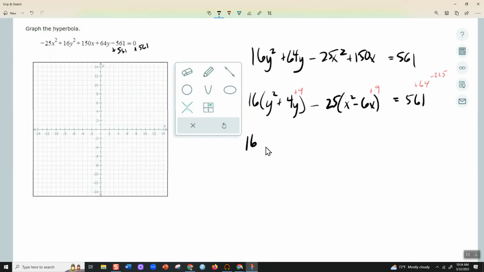So we got 16. And it's important to write all of this out because if you make one tiny mistake, it's going to ruin everything. So please write it all out for your own sake. y squared plus 4y plus 4 minus 25 times x squared minus 6x plus 9 equals, I am going to use that calculator here for this, 561.